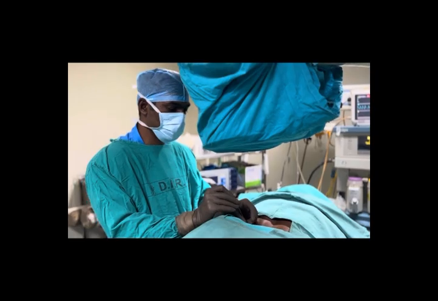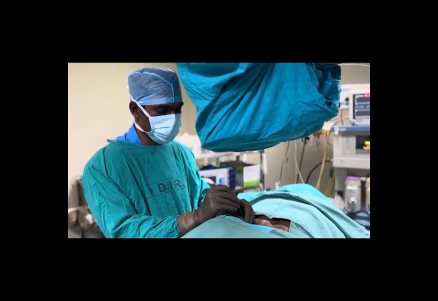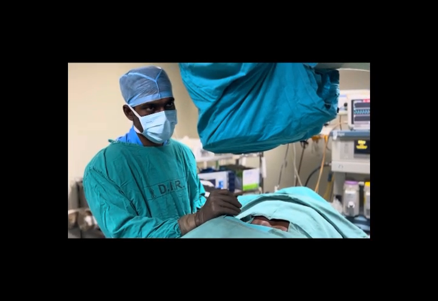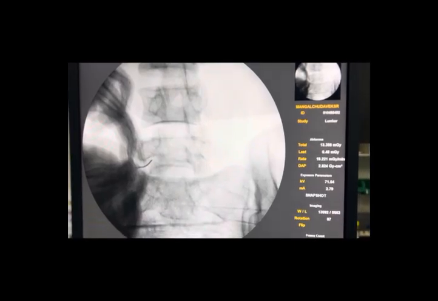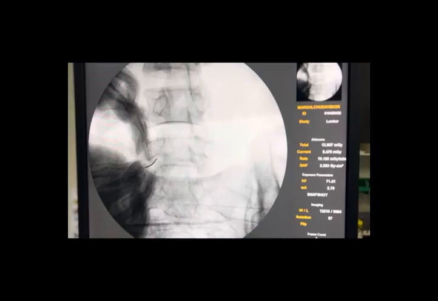After giving local anesthesia, then we are going to put the 23 gauge spinal needle under C-arm guidance. Shoot.